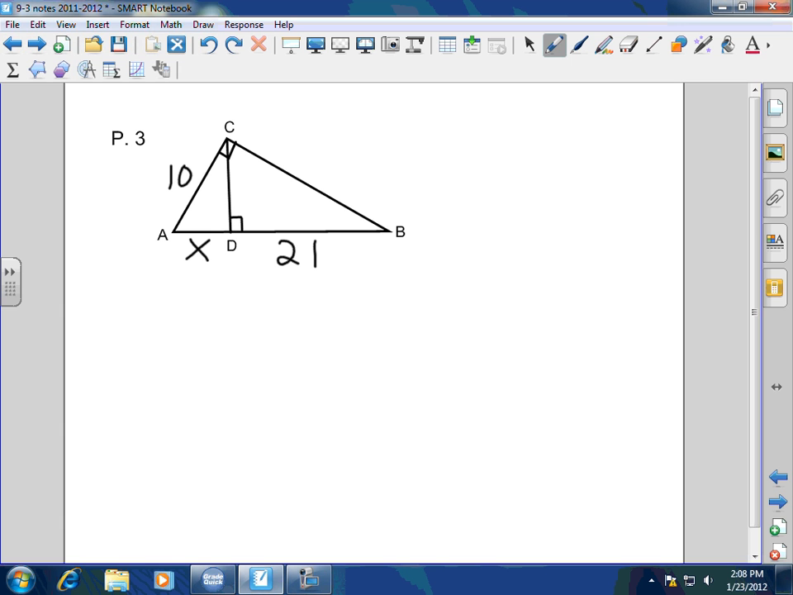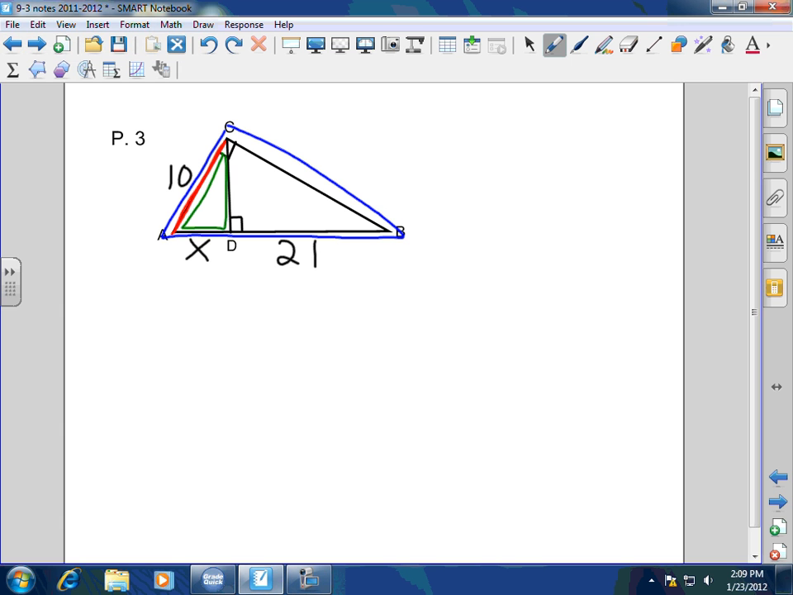Now, think. What is the shared side here? 10 is the shared side. To which two triangles? To ACD and to ACB. I heard someone go, oh, that means that it's getting through to you. I'm proud of you. Good. Okay. Thank you. Great job.